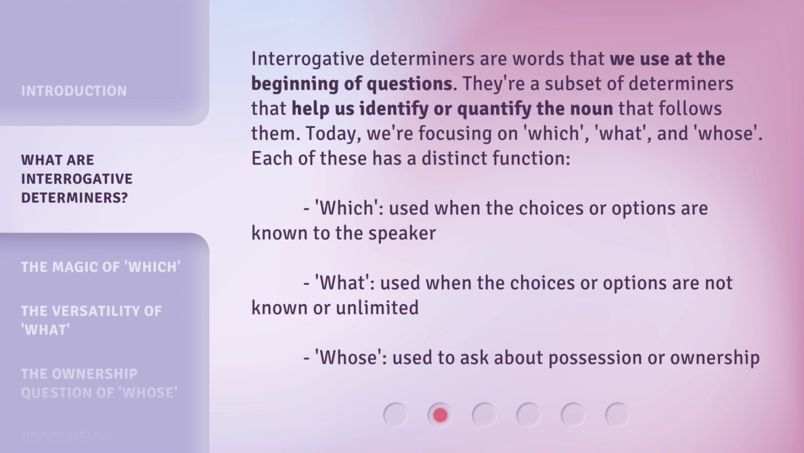Which, used when the choices or options are known to the speaker. What, used when the choices or options are not known or unlimited. Whose, used to ask about possession or ownership.